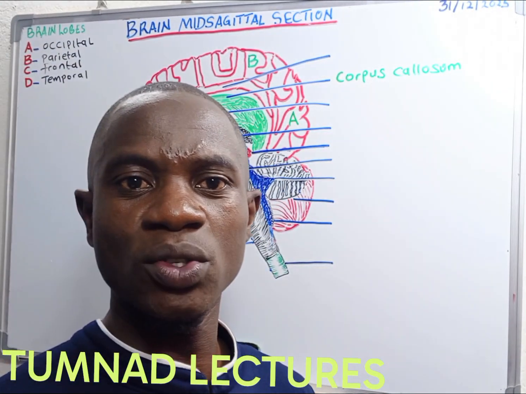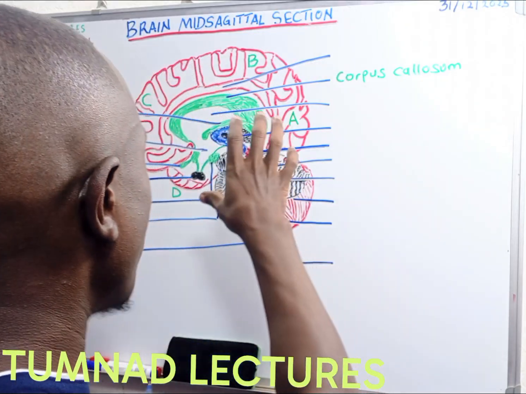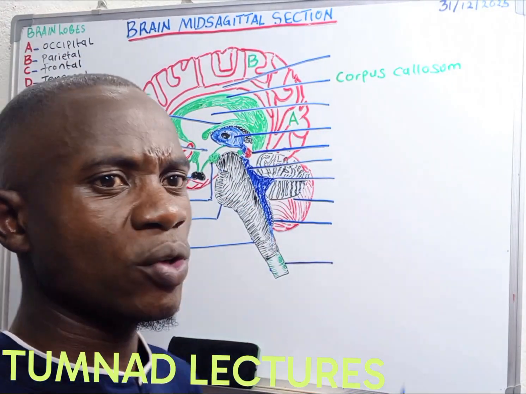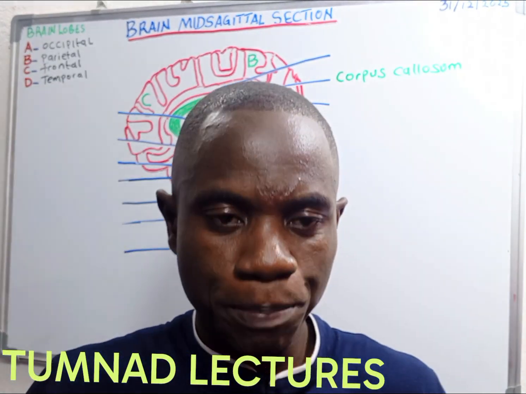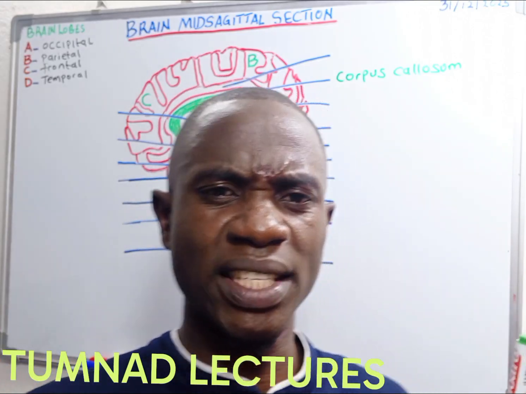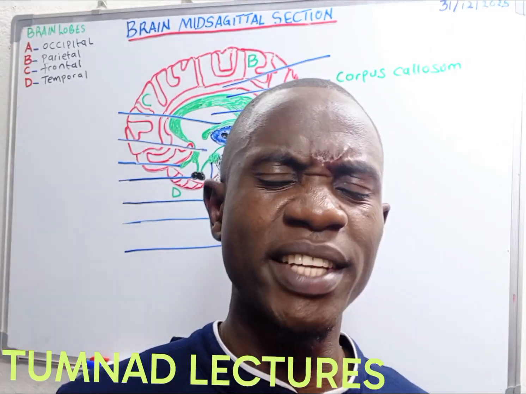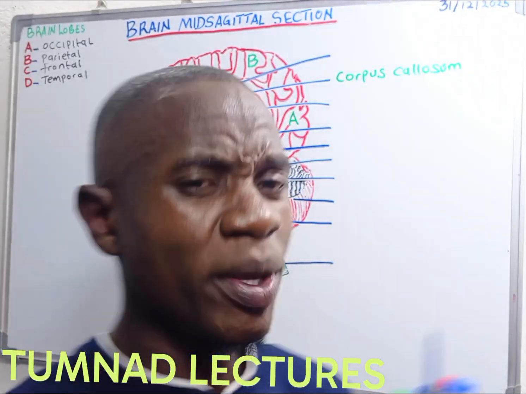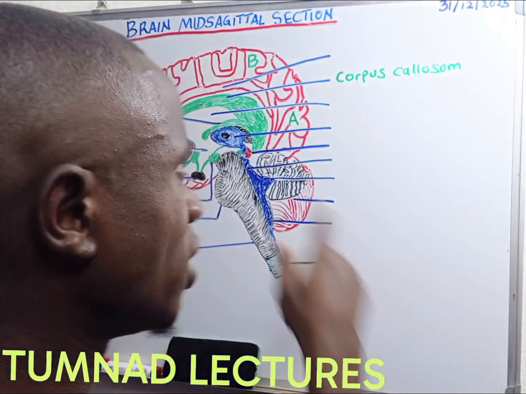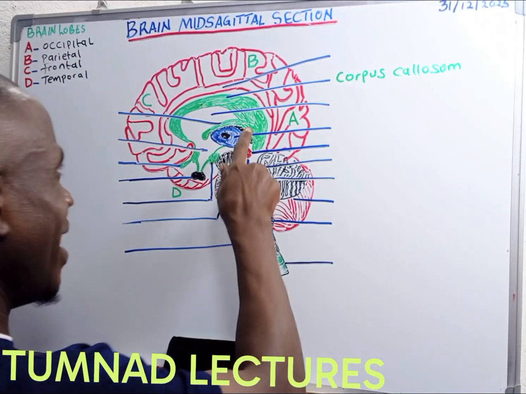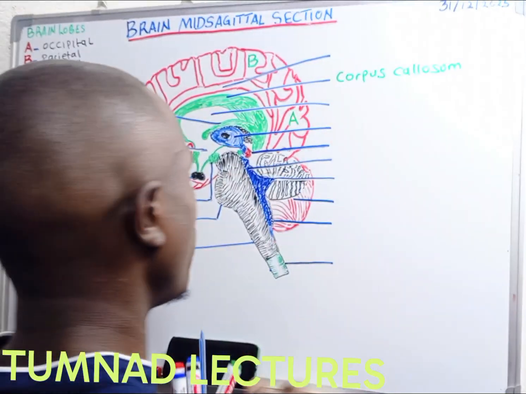This corpus callosum is going to be myelinated bundles of axons, which is now part of what we call the white matter. This corpus callosum is very important. It helps in uniting the 2 hemispheres together, connecting the right and the left hemispheres, and of course it aids communication between these two hemispheres.